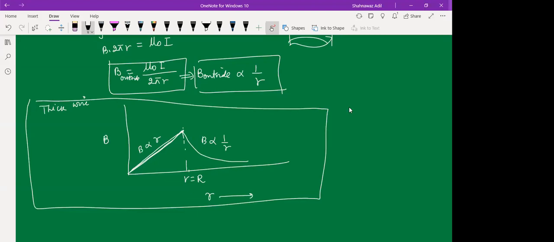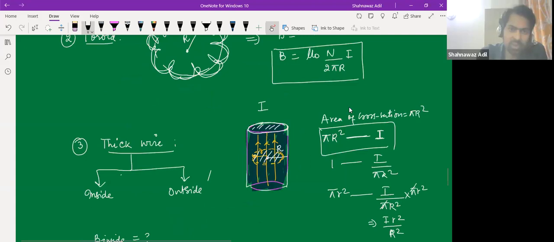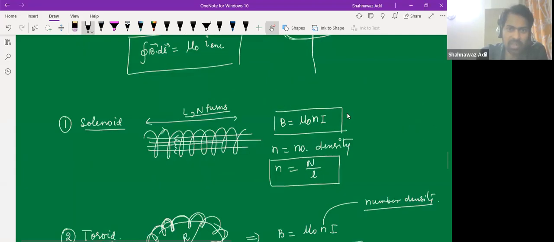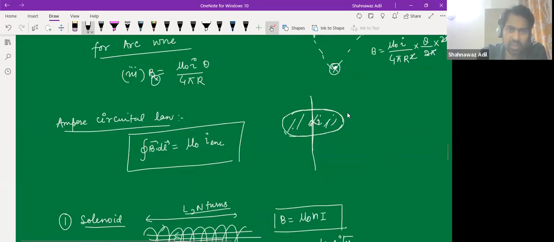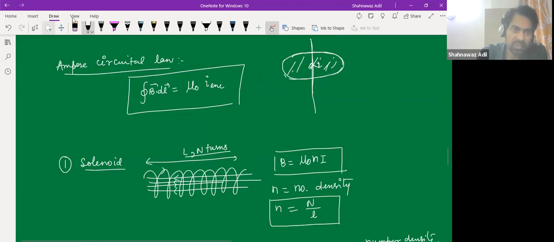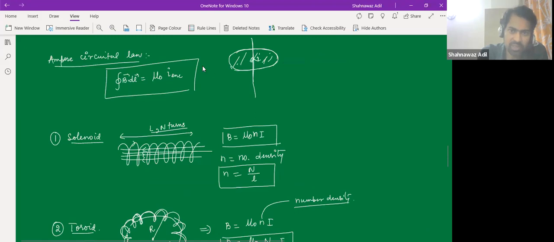Okay, so you guys note down this part. Then we know all the magnetic fields now, and we will do some questions based on this. So please note it down.